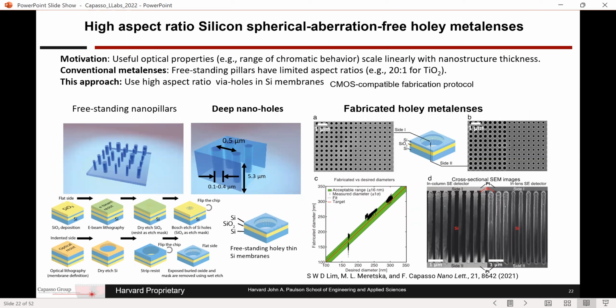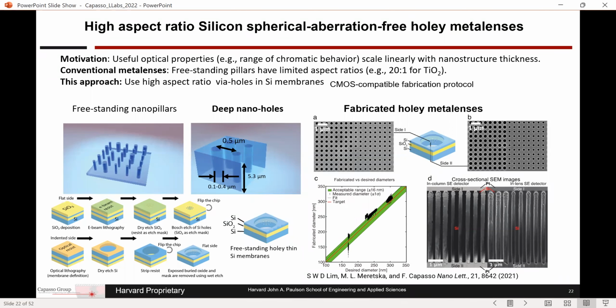We are also working on a complementary platform. How about making nanoholes? There would be some advantages here. You can increase the aspect ratio more than what we can do in titanium dioxide, which is 20 to 1, and they are more robust and so forth. So we decided to implement the strategy in silicon, using silicon holes made with the Bosch process. Okay, this is what we did.